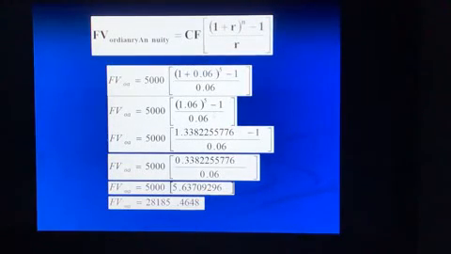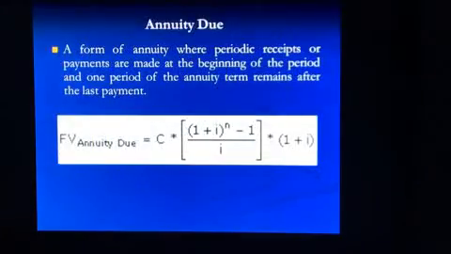Using the table like this will be very complex. Instead, we can use this formula to calculate the future value of annuity. By using this formula, the answer will be the same. This is the alternative method.